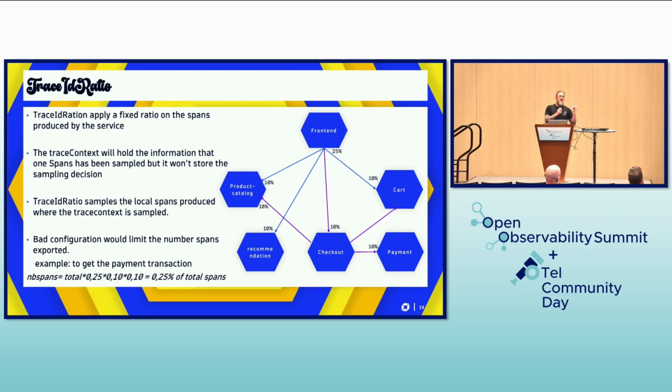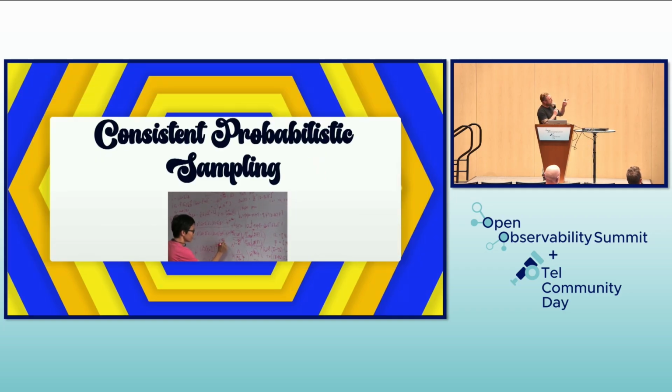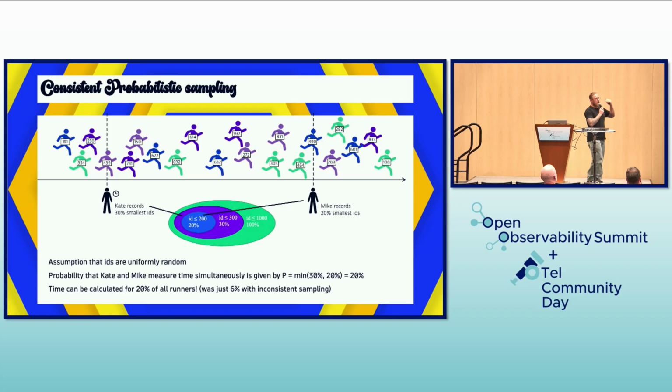So that's why there's a current working group on consistent probabilistic sampling that resolves that. And it's only available in 2 languages as of now, Java and Go. How it works is very simple. We go back to the example of Kate and Mike. Here Kate and Mike say, instead of taking a random 20% or a random 30%, I'm going to rely on the bib number of the runner.